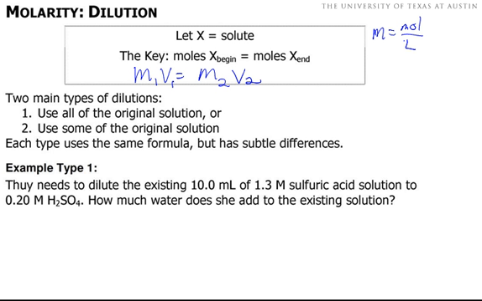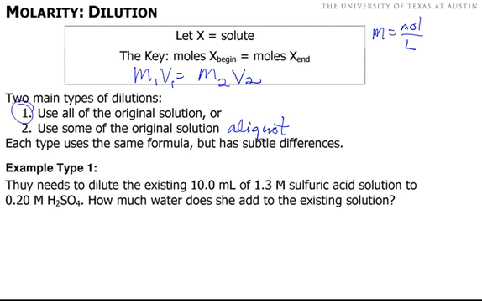Now there are two main types of dilutions. One type is where we use all of the original solution, and then we end up adding solvent to it and diluting. Or the second type is where we could just use a portion of that original solution and dilute the portion. This is called an aliquot, that little portion that we take out. We're not doing type 2 in this video. In this video, we'll concentrate on type 1.